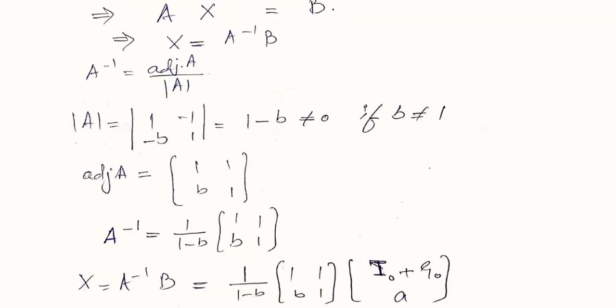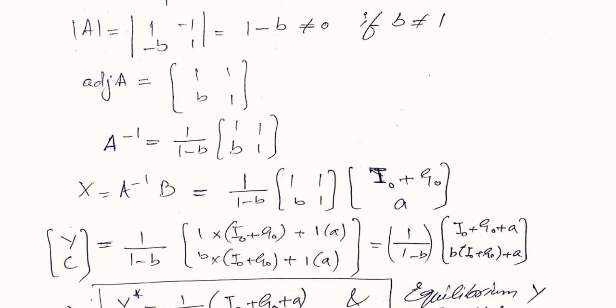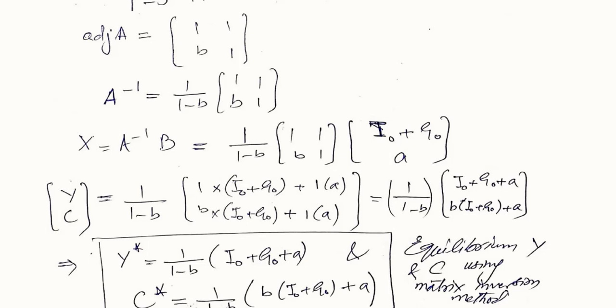Then we have adjoint of A. For that, we can exchange the members in the principal diagonal and change the signs of the members in the secondary diagonal, so we will get the adjoint. Now we use the formula of A inverse, putting the value of the adjoint of A and putting in the denominator the determinant of A.